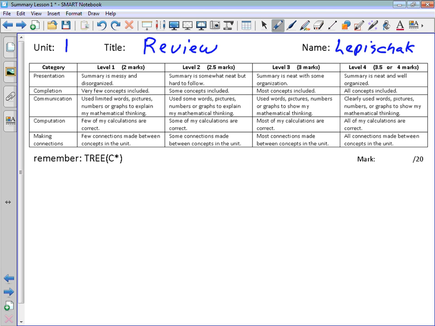And sometimes you're going to need to draw a little picture or something like that. Computation: is the calculation correct in your example? And finally, making connections. These are the connections that I talked about. So you've got this at the top of the page, and then I would just jump right in and list my first topic. The topic was integers. Okay, underline it to make everything nice and neat.